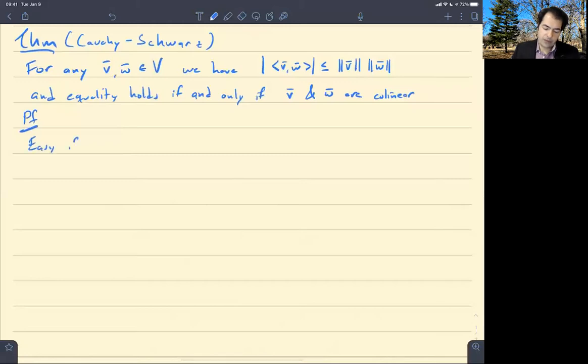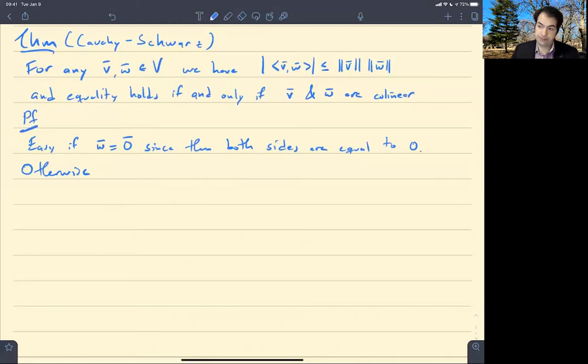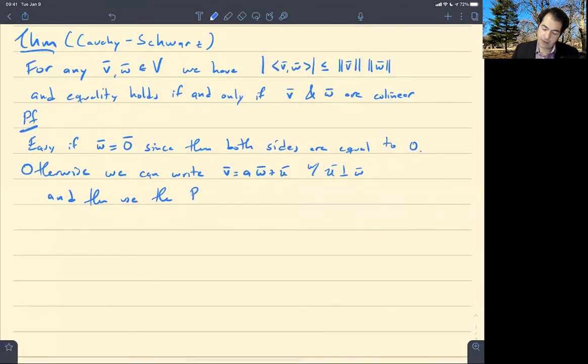Well, first, notice that this is easy if, say, w is the zero vector, since then both sides are equal to 0. Otherwise, let's assume that w is not equal to 0. And in that case, we can use the lemma from last time, and we can write v as a times w plus u with u orthogonal to w, and we have an explicit formula for a. So we can write v like this, and then use the Pythagorean theorem.